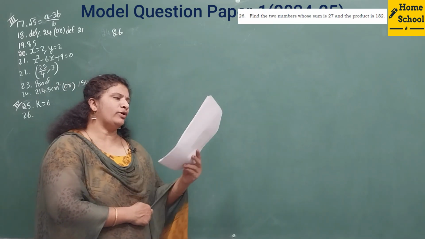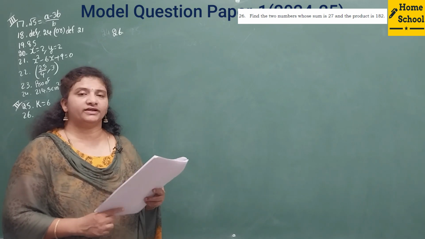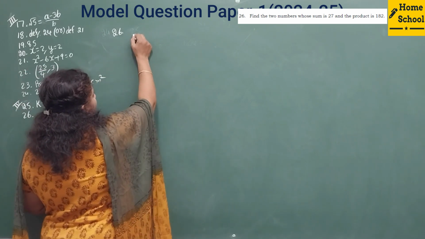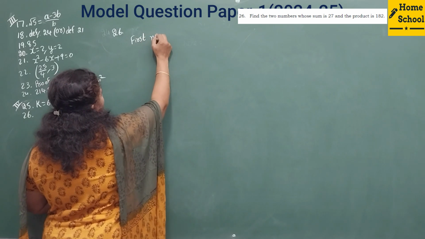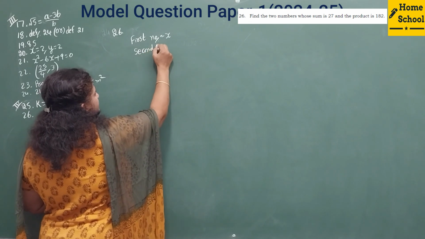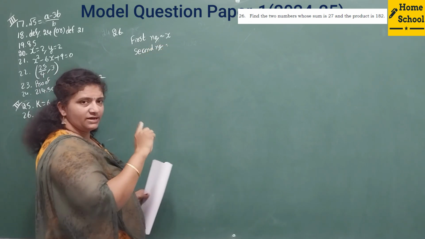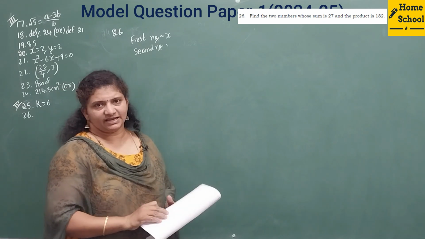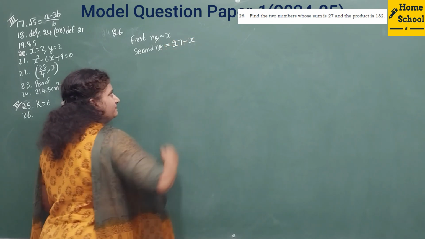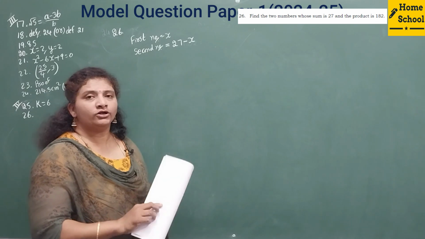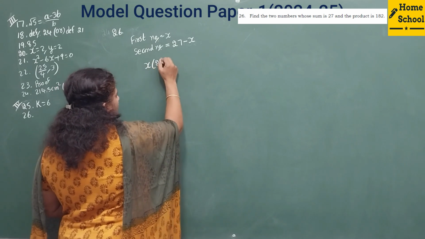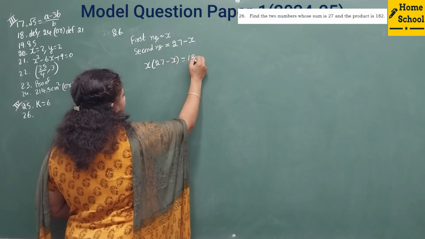26th problem. Find the two numbers whose sum is 27 and the product is 182. Let the two numbers be. First number, let me take it as x. Then second number what we are going to take? We know first number plus second number is equal to 27, right? So second number will be 27 minus x. Given product of these two numbers is 182. Multiply these two numbers. X into 27 minus x is equal to 182.